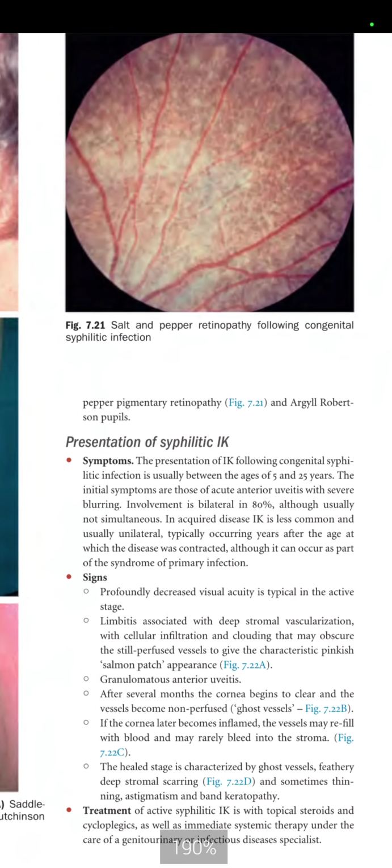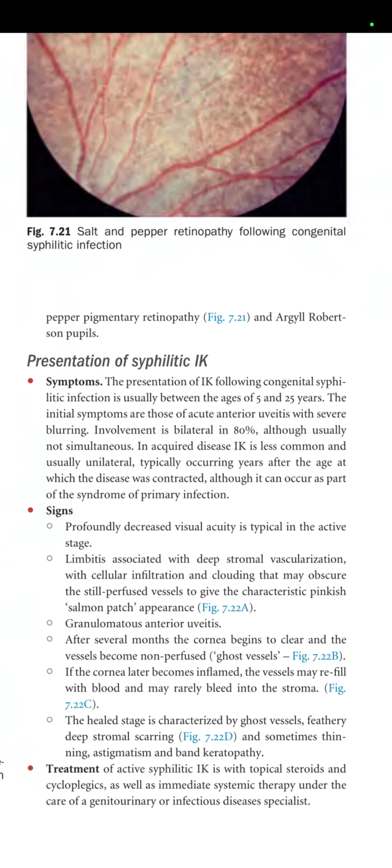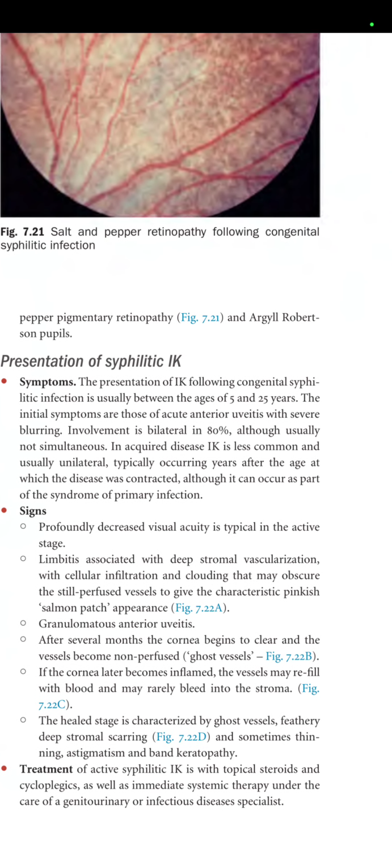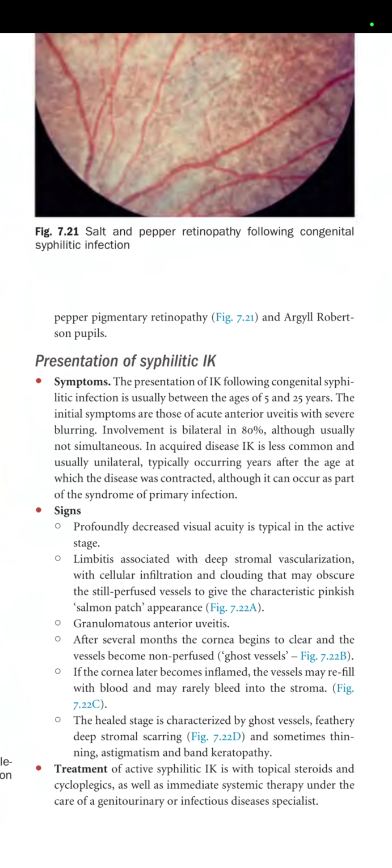Next is granulomatous anterior uveitis. So syphilis is associated with granulomatous anterior uveitis. After several months, the cornea begins to clear and the vessels become non-perfused, ghost vessels. So when the perfused vessels become non-perfused, they become ghost vessels. If the cornea later becomes inflamed, the vessels may refill with blood and may rarely bleed into the cornea. The healed stage is characterized by ghost vessels, feathery deep stromal scarring, and sometimes thinning, astigmatism, and band keratopathy.